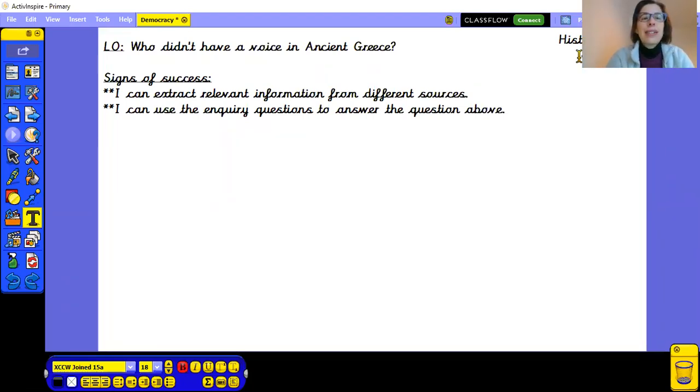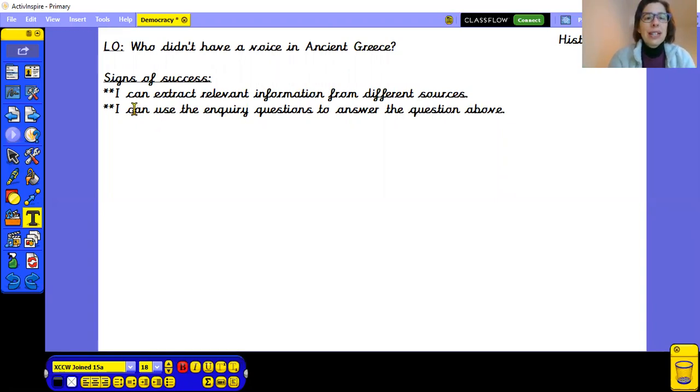So as always, let's start by writing the date and LO in our books. The learning objective for today is: who didn't have a voice in ancient Greece? Please be careful. I've got a capital A for ancient, a capital G for Greece, as well as a question mark as it's a question. As you would normally do in class, make sure you underline the LO. And as always, the date is up to you as I don't know when you're doing it.